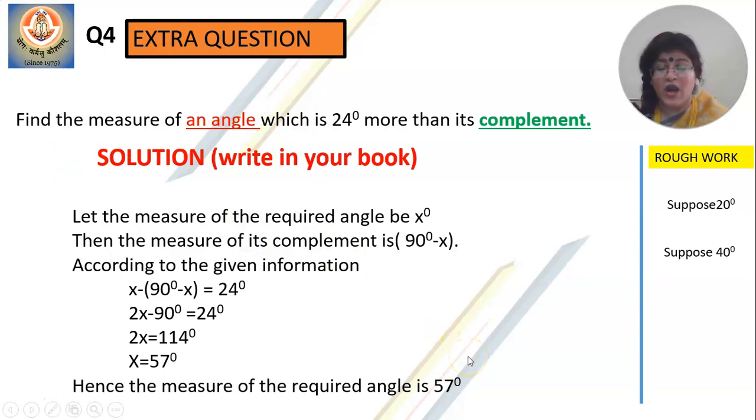Now I give you a clue. How do you know this answer is correct? Find out the complement of 57 degrees. How do you find out the complement of 57? 90 minus 57. You will get some answer and you will notice that there is a difference of 24 degrees between the answers. This is one answer. You will get another answer. That will be the complement of 57, and the difference between 57 and the answer that you get will be 24 degrees. Try to do this on your own.